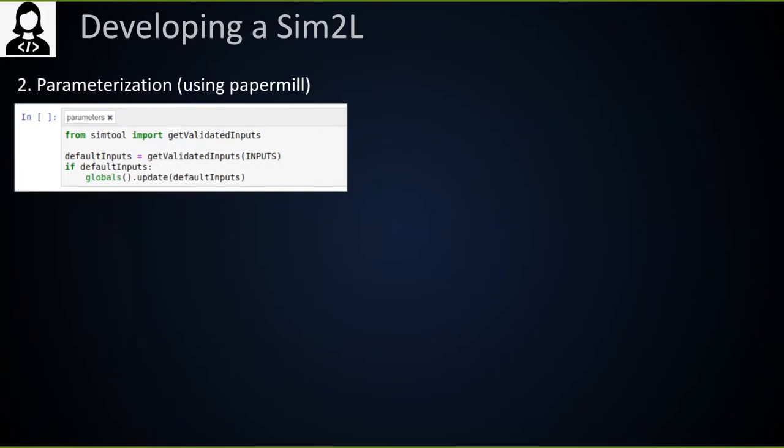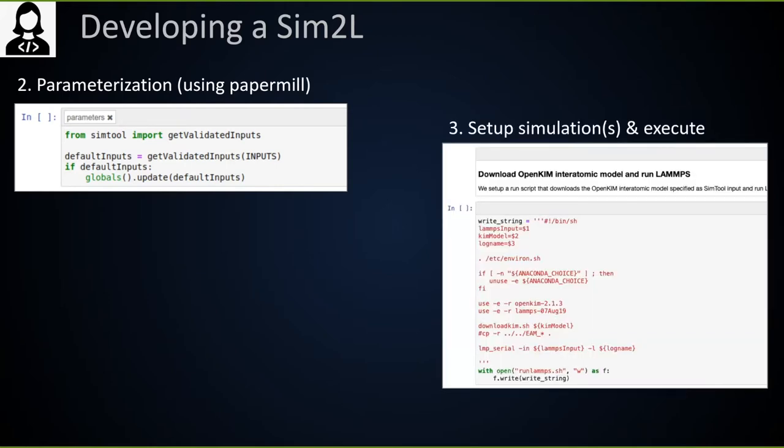Once you define the inputs and outputs, we use a package called Papermill, which can take the SimTool notebook and inject parameter values into it. That's what the variables are. Each time you run it, you'll have a different set of input values, and those can be injected as parameters. After you take the parameters, you'll jump into the algorithm for the SimTool for whatever problem you're trying to solve.